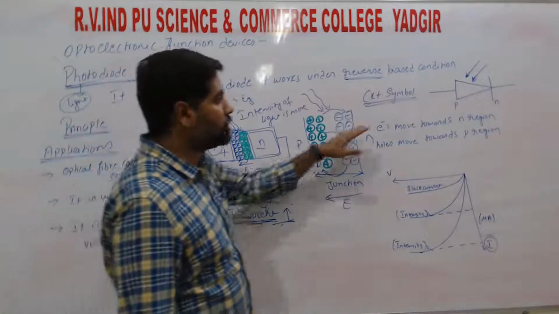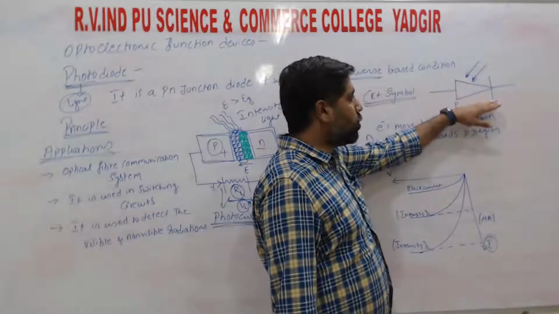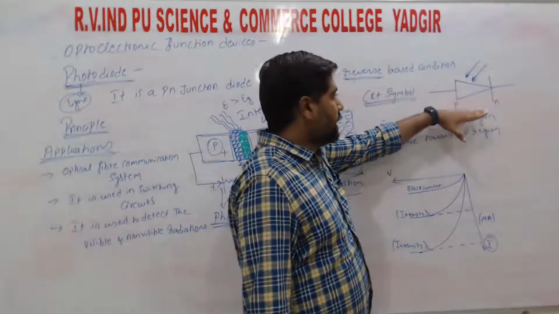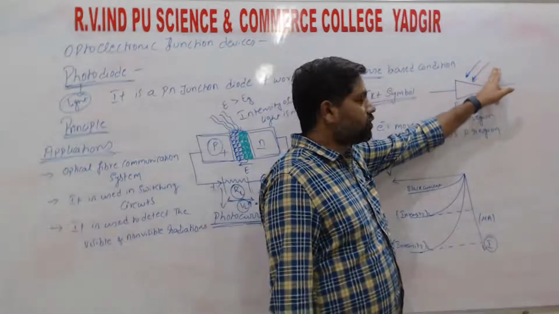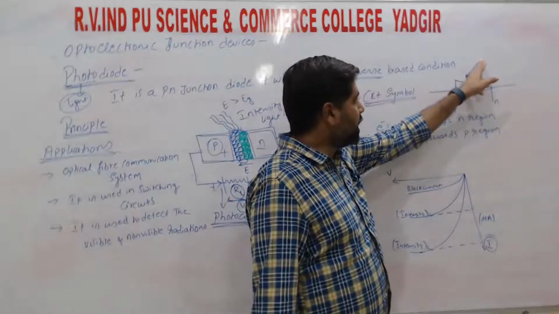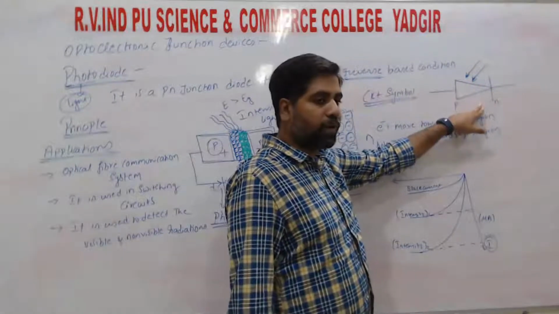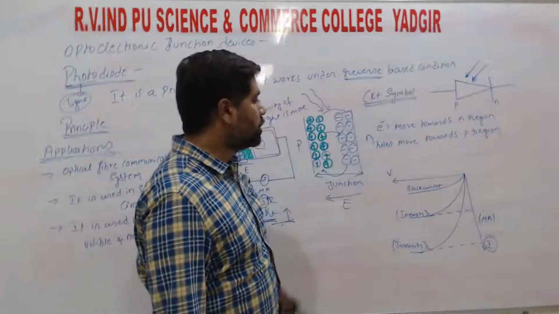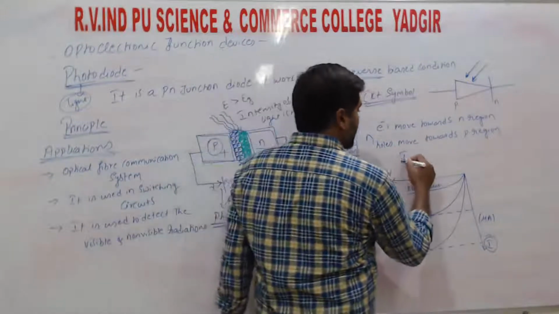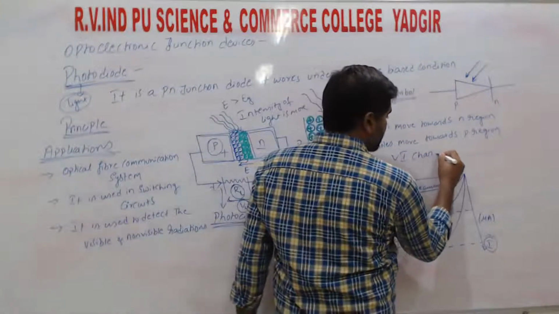So next one is circuit symbol of the photodiode. It is opposite to that of the LED. So in the LED, the radiations are emitted, but in photodiode, the radiations fall onto the PN junction diode, right? So this one is the IV characteristics or VI characteristics.